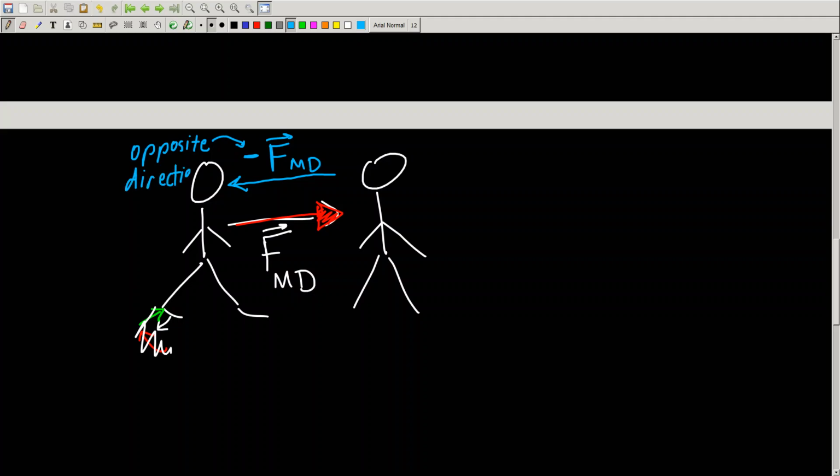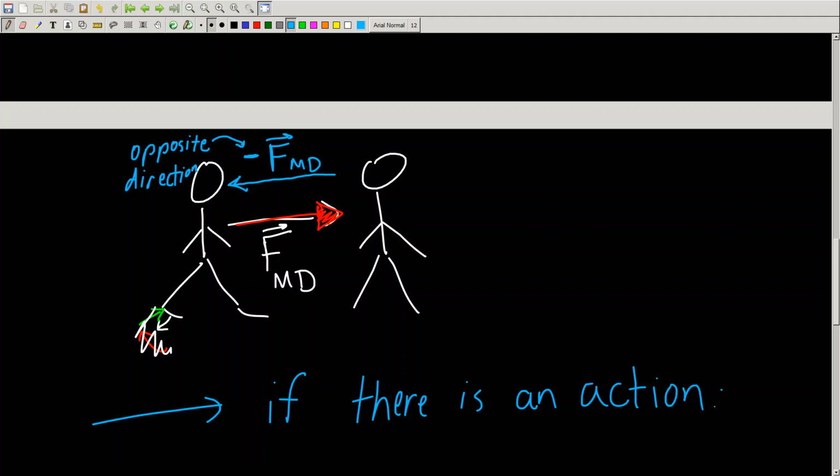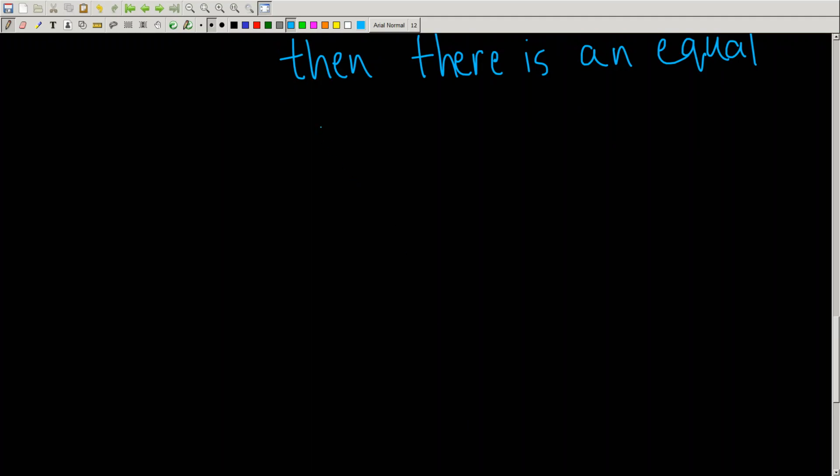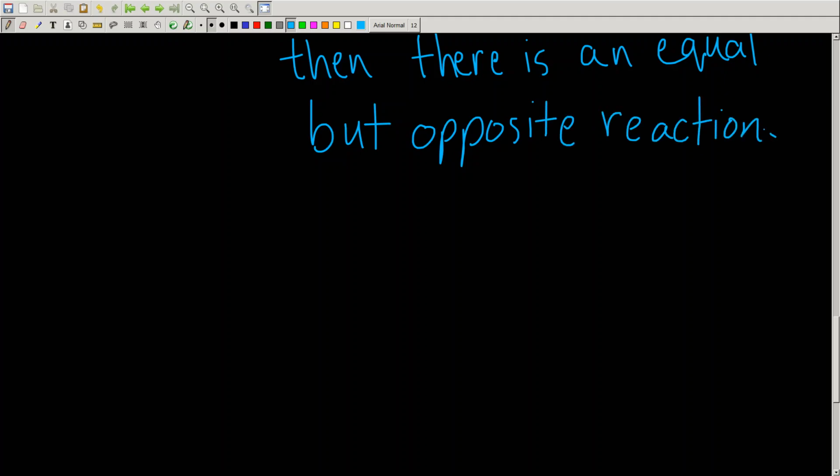So basically, Newton's third law is just that. If there is an action, then there is an equal but opposite reaction. And that is a short intro to Newton's third law.